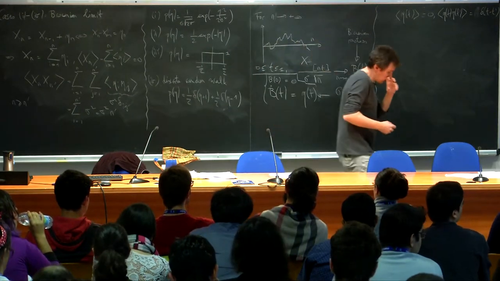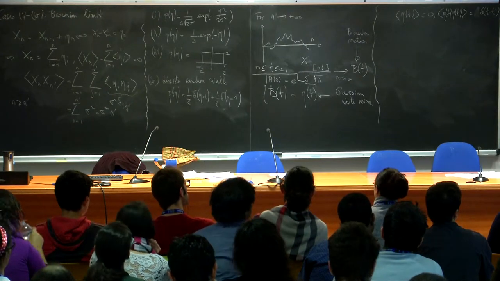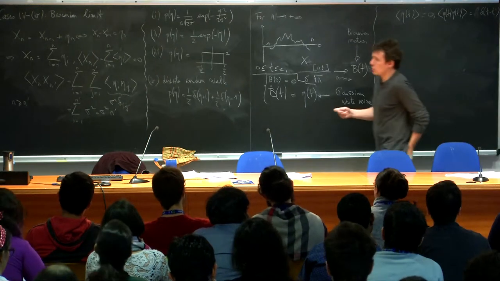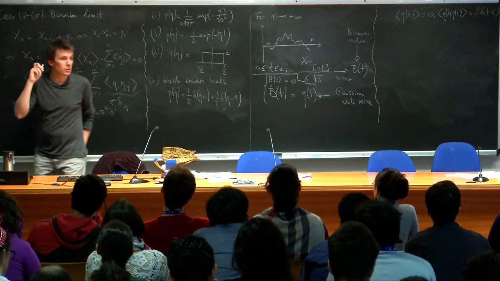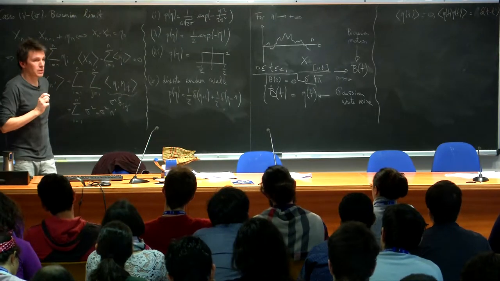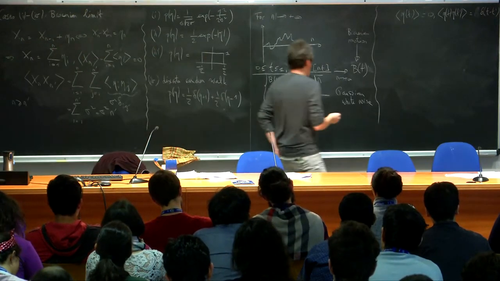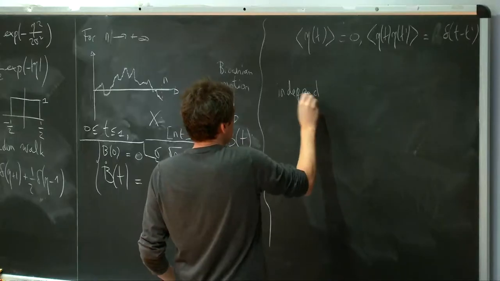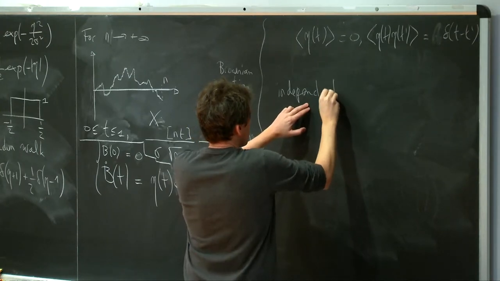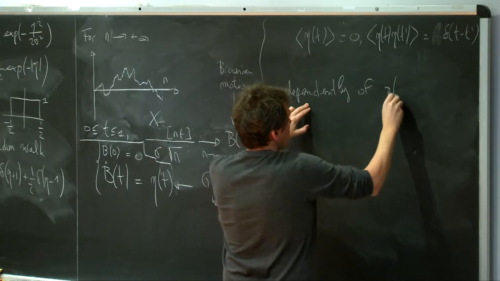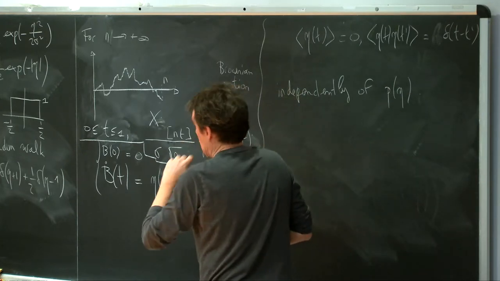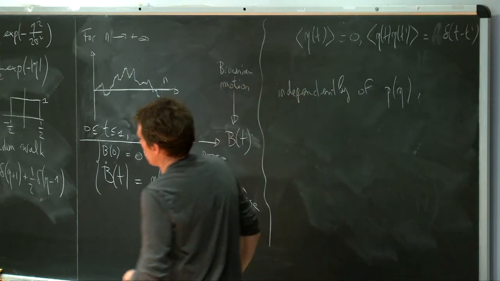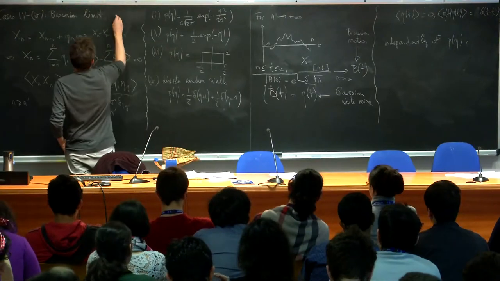So that's really the main point: no matter what you had for the distribution of the eta n's, you end up in the large n limit with this Brownian motion. So that's a crucial point. This convergence is independent of P of eta. Of course, as soon as you have a sigma, in this context, the Brownian limit, sigma square finite.